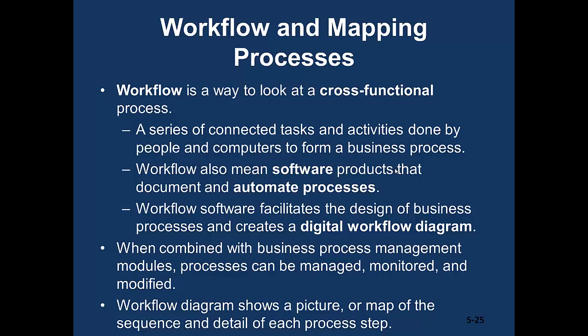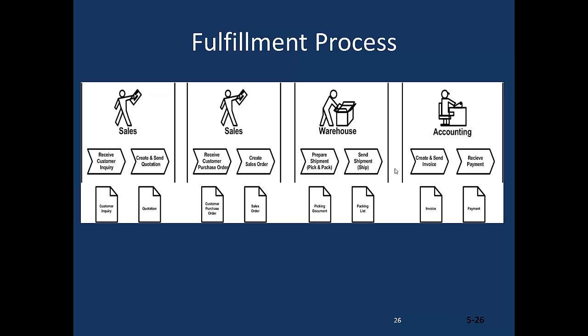So we're looking at how we can also monitor business process, how we can track it, and one of the ways we could do that is through a workflow diagram, a picture or a map of the sequence of each step. And there are different ways we can do that. It can be a very informal thing. It can be something like the example we have here of a fulfillment process that has the general areas that we're focusing on. We've got our sales organization, a sales unit, our warehouse, our accounting unit.